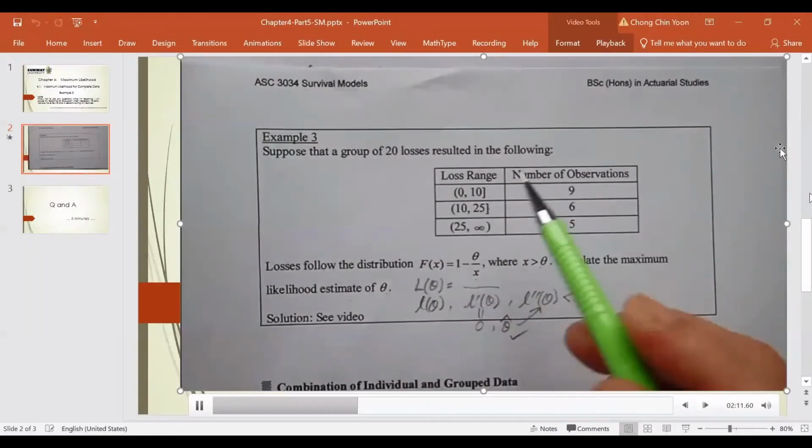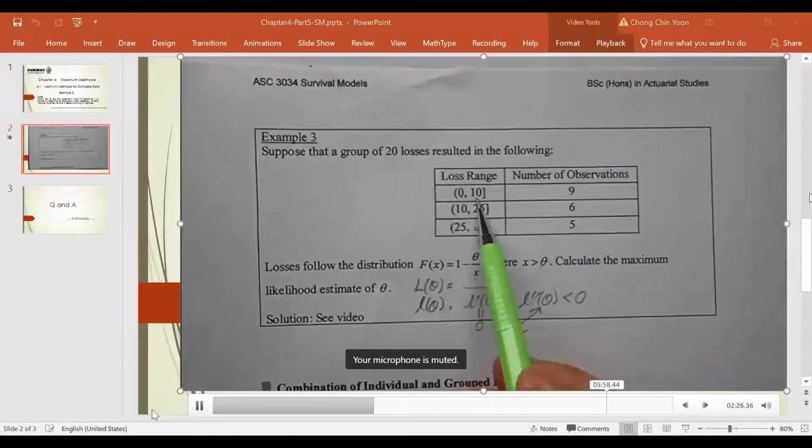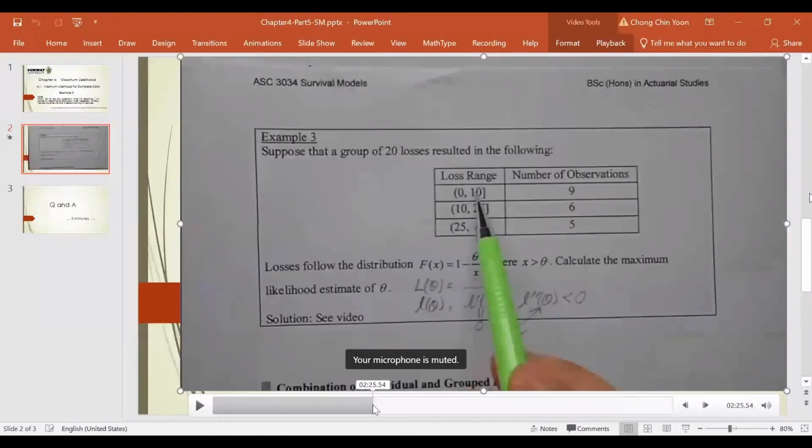So please take note, for the least value of the first group, we shouldn't take 0. That is because if theta is divided by 0, it is undefined. X is really greater than theta, so theta is the least value in this group. Okay, this is very important, class.